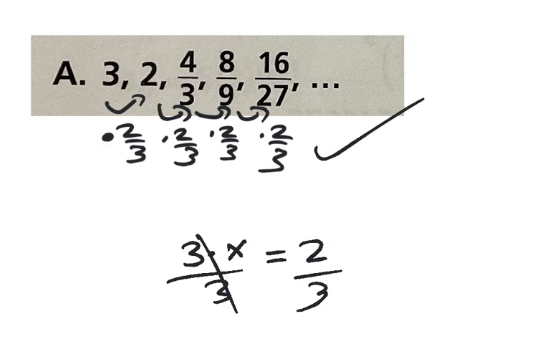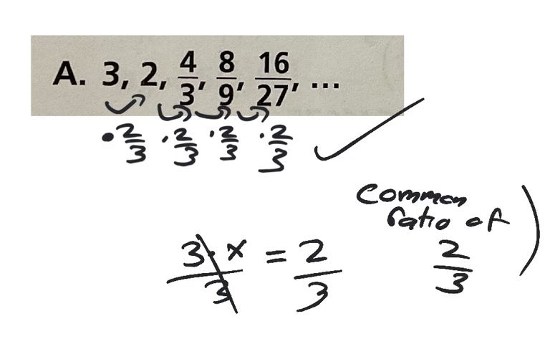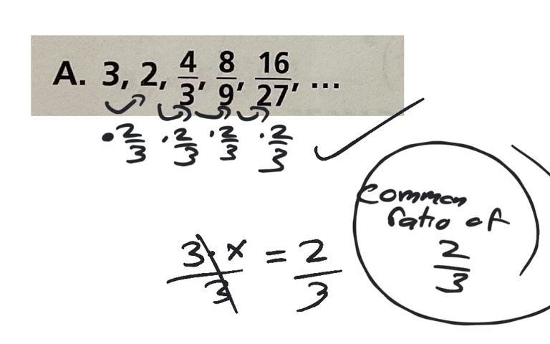So times 2/3 works. This is called a common ratio of 2/3. I keep multiplying by 2/3 over and over. That's called my common ratio. In an arithmetic sequence, the thing that we keep adding over and over and over, that's called a common difference. So that's your vocabulary. Common ratio is for geometric sequences. Common difference is for arithmetic sequences.